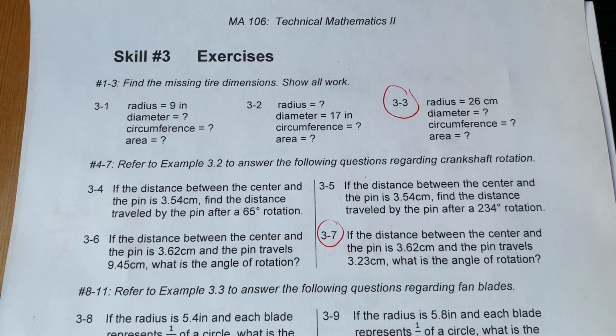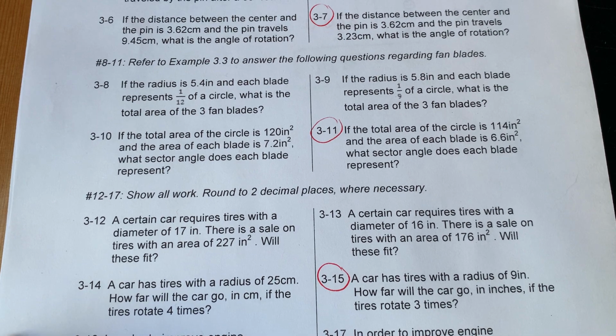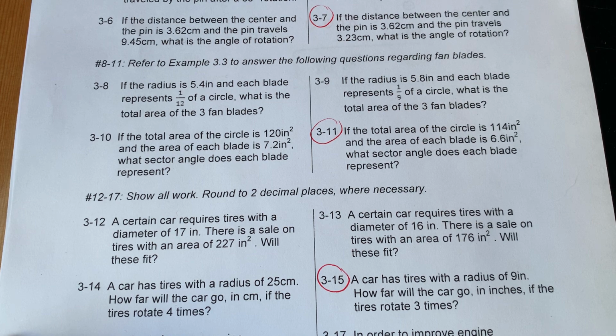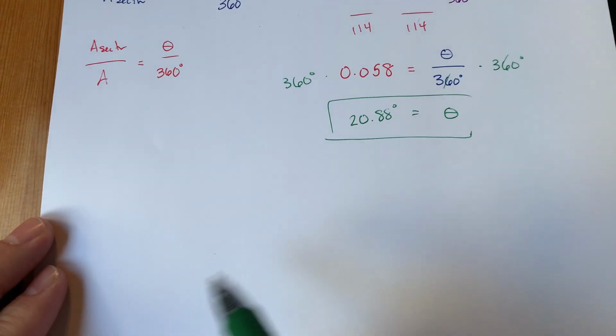The last one I want to look at from the exercises here is 15. So a car has tires with a radius of 9 inches. I know that nobody ever measures car tires by their radius, but go with it. How far will the car go in inches if the tire rotates 3 times? So let me write this information down.